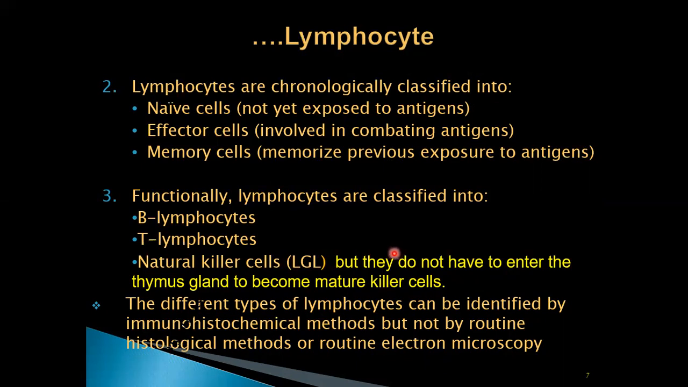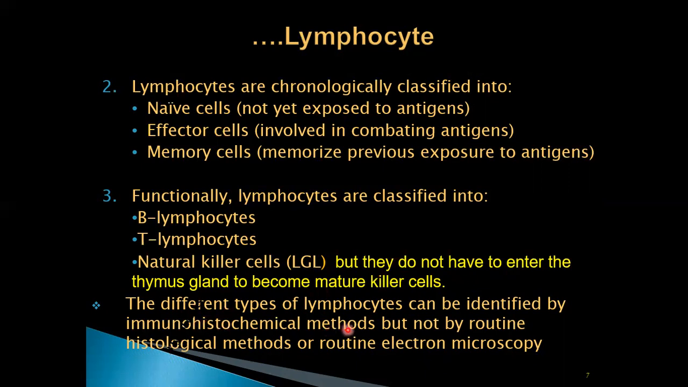And they also miss the cluster differentiation of the B lymphocytes. Therefore, we don't classify them as B lymphocytes. But they share some of the cluster differentiation with the other lymphocytes. That's why we call them lymphocytes.